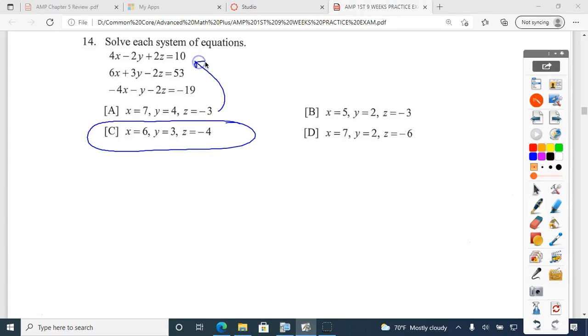Okay. And if you forget all that, it takes a while, but you can always plug in X, Y, and Z into these and see which one of them works. If you do it that way, though, make sure it works for all 3 equations. Don't just plug it into one and think that is your answer. Okay? 15.